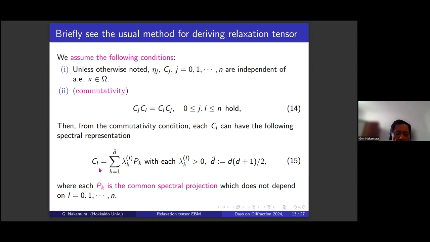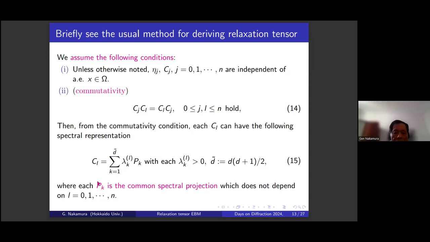this elasticity tensor can be represented using the spectral projection P_K, and this P_K is common. It doesn't depend on the index L, where L is from 0 to n. So what is the physical meaning of this commutativity? It's just a technical condition.